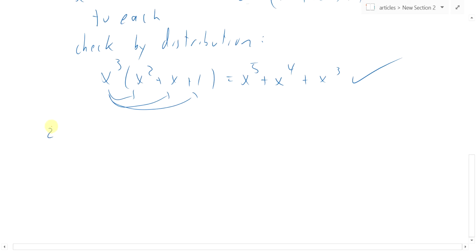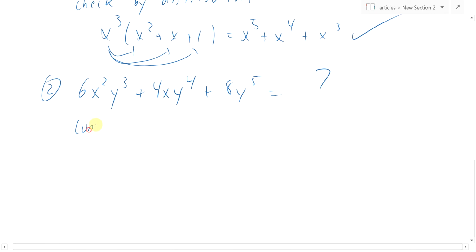So a second example of common factors, a little bit more complicated, is 6x squared y cubed plus 4xy to the 4th plus 8y to the 5th. What's the common term here? 2, because 6 is 2 times 3, 4 is 2 times 2, 8 is 2 times 4. We have an x squared, an x, and no x here, so we can't factor out any x's because x isn't common. Y cubed, y to the 4th, y to the 5th. We can take out a y cubed. That's our common term.